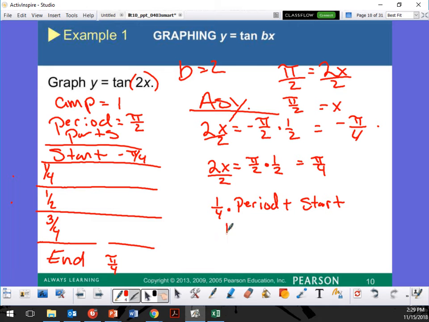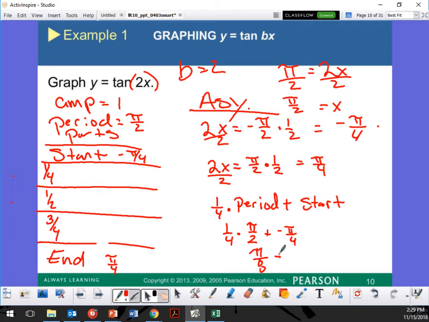So let's do the math. 1/4 times the period, which is pi over 2, plus my start. My start's a negative pi over 4. So it would be pi over 8. Plus a negative, isn't that the same as saying minus? Yes. So my common denominator has to be 8. How would I make this second fraction to be 8? Multiply by 2 over 2, so that would be 2 pi over 8.